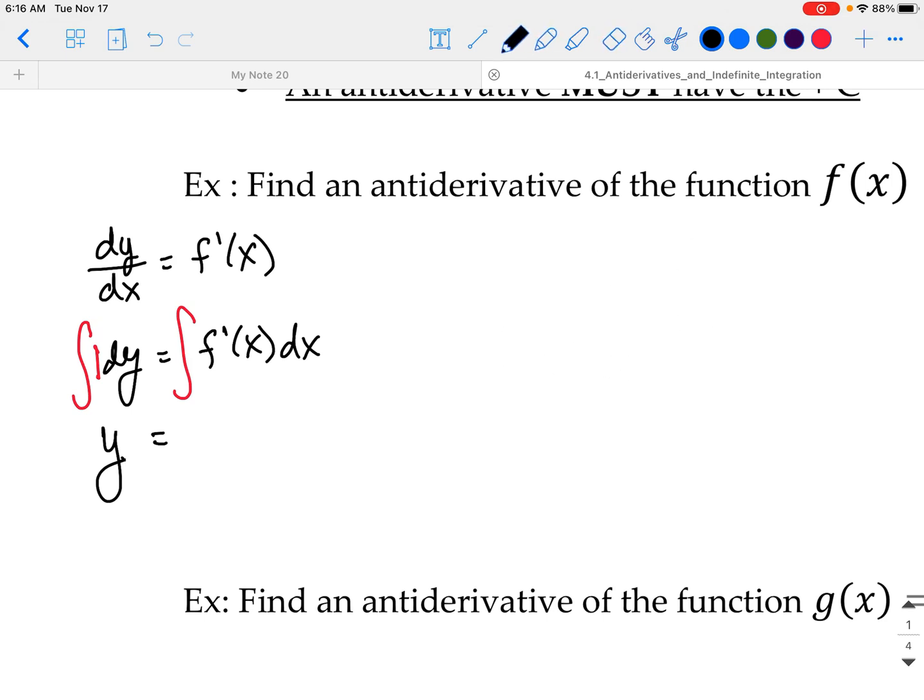But on the right, we're going to get our expression in terms of x. So the integral here is going to be f of x plus c. And by integral, I just mean antiderivative. So integral and antiderivative mean equivalent things. So we're going to use this notation.